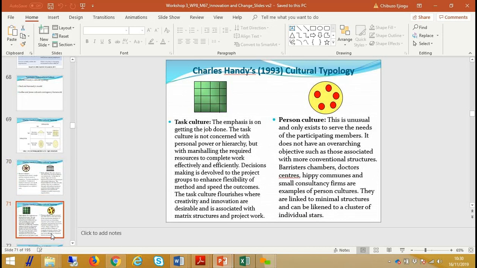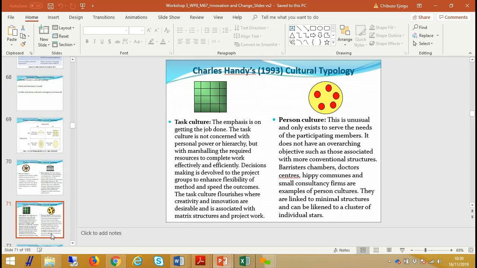The other two common types of culture: the task culture. This is where the emphasis is on getting the job done. So you find this a lot in project-driven organizations or organizations that use a project management approach. They have a task to do, they form a project team, and it's all about delivery, and then they move on to the next project. Sometimes they have 2 or 3 projects on the go at the same time.